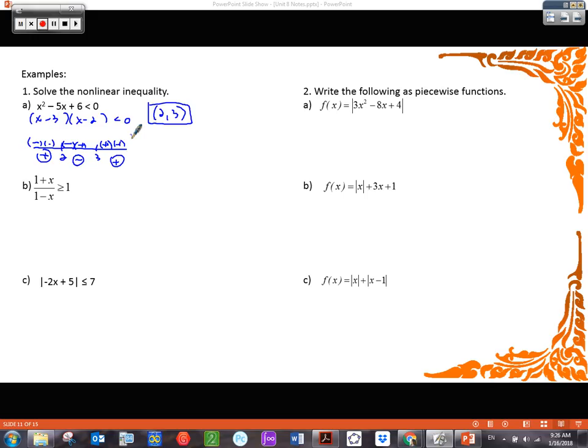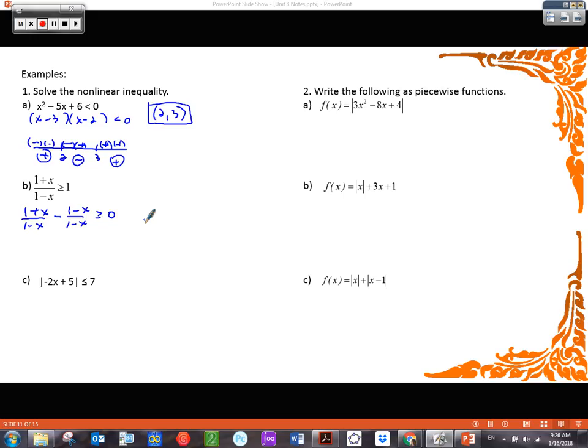All right, the next one is a rational inequality. So we're going to solve this like we did the equations. We're going to get a common denominator, move everything to one side, add it together, just like we did in the last lesson. So I have 1 plus x over 1 minus x, and I'm going to subtract the 1 over. To get a common denominator for 1, I would have 1 minus x over 1 minus x, and that leaves me a 0 over there. Okay, so I got a common denominator.